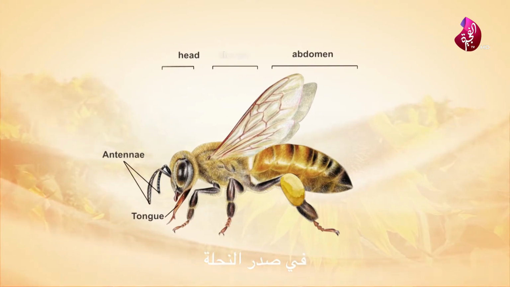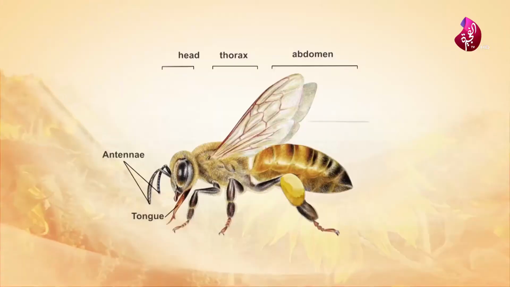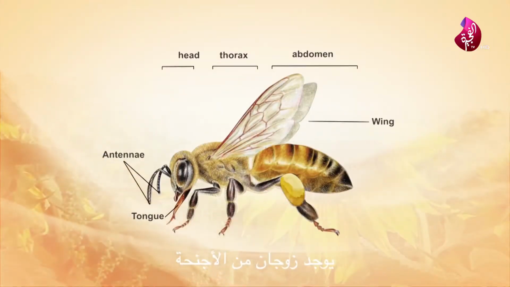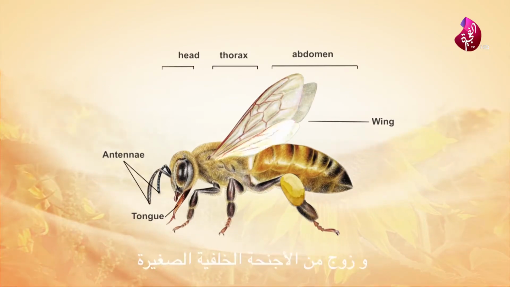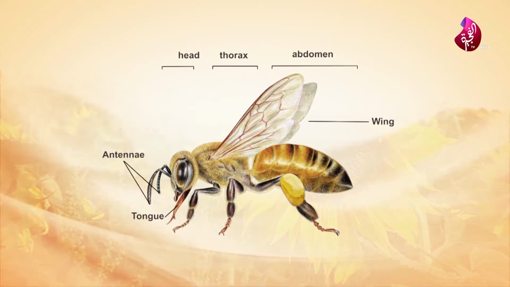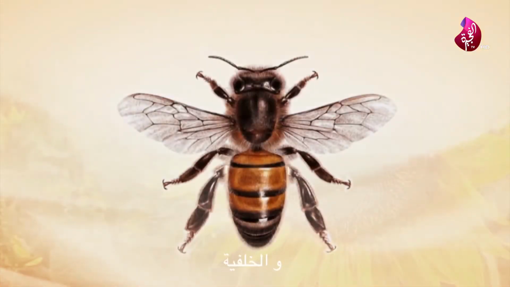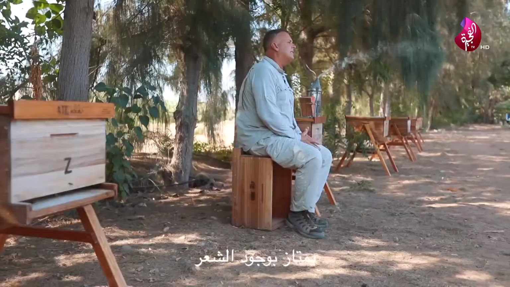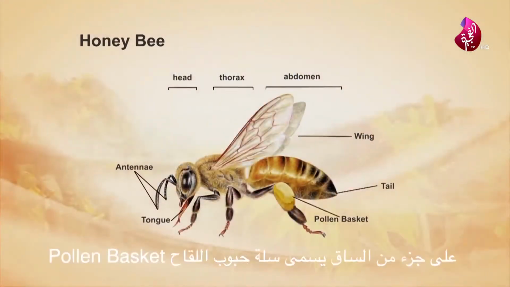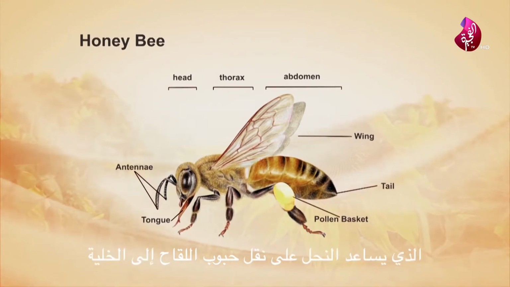On the bee thorax, we have the locomotion organs, the wings and legs. For the wings, we have two pairs: a large pair, which is the posterior wing, and a small pair, which is anterior. And for the legs, we have three different pairs: front, middle, and posterior. On the last pair of legs of the bees, we have the hairs that form the pollen basket, where the bee transports the pollen grains to the hive.